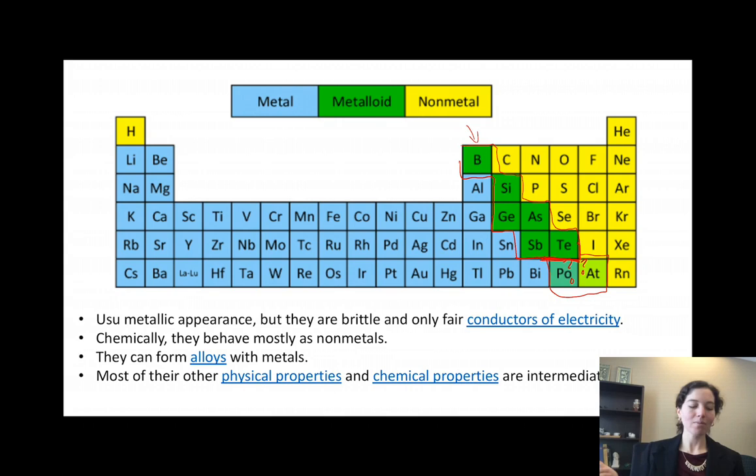Okay. These things tend to be metallic in appearance, but they tend to be brittle, and they aren't the greatest conductors of electricity. They're only okay at it. So chemically, they behave like nonmetals, but they also have metallic properties because they can form alloys with other metals. And many of their chemical and physical properties are somewhere in between.